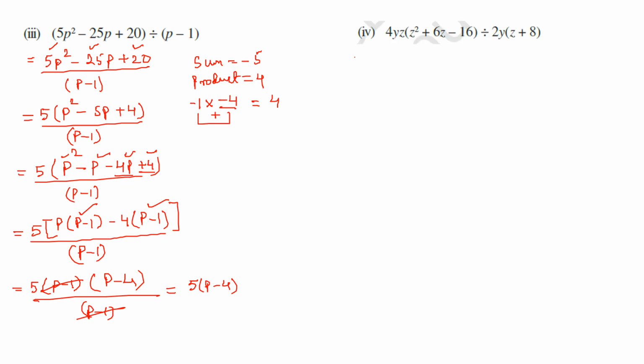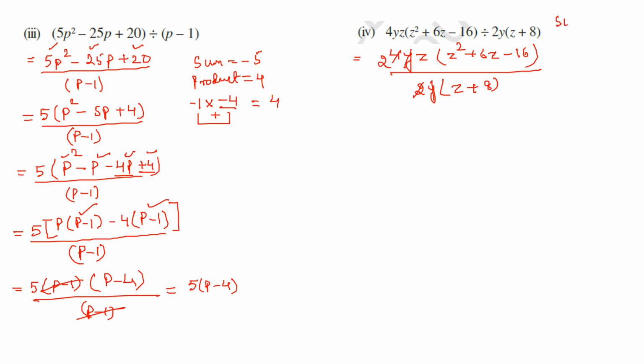4yz multiplied by z square plus 6z minus 16 divided by 2y times z plus 8. So let me write in numerator and denominator form. z square plus 6z minus 16 divided by 2y times z plus 8. So y and y I can cancel. 2 times 2 will give me 4. Now z square plus 6z minus 16. So here you cannot use identity because 16 is a square of 4, but before 16 there is a minus sign. We don't have any identity where before b square there is a negative sign. So again I have to use the middle term splitting method.